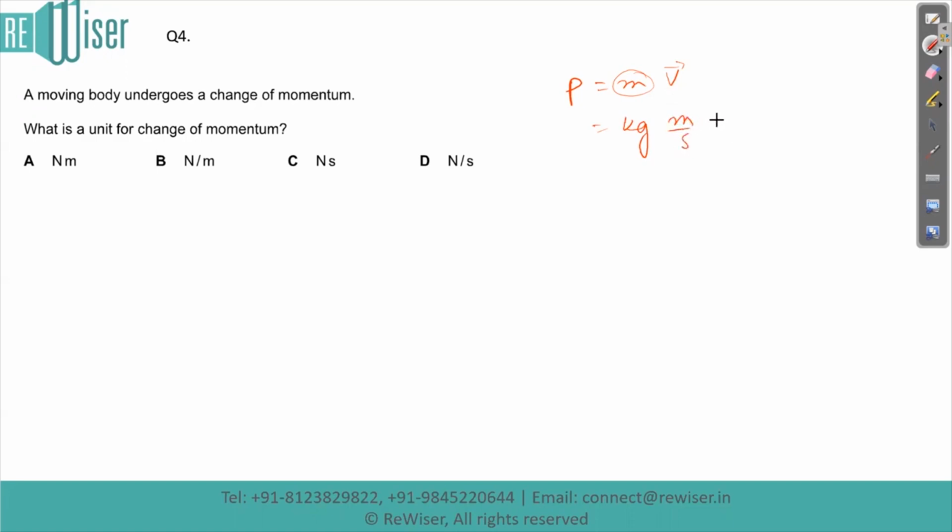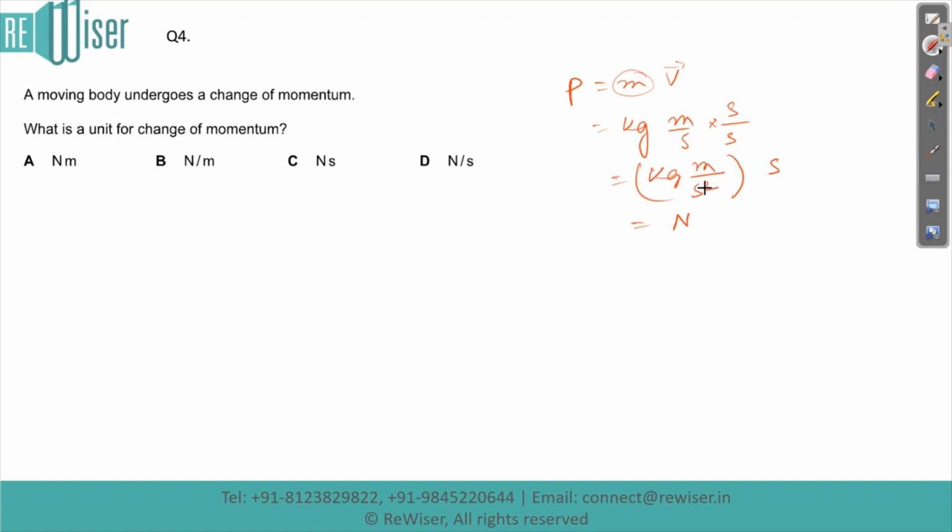Now I can introduce a second in the numerator and in the denominator, it won't affect this thing. So kg meters per second, and second into second will be second squared. Kg meters per second squared. This is the base unit of Newton, right? This is nothing but Newton.